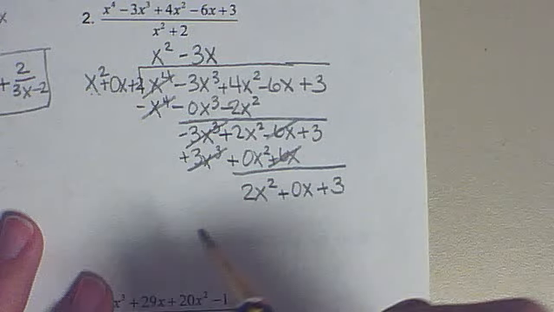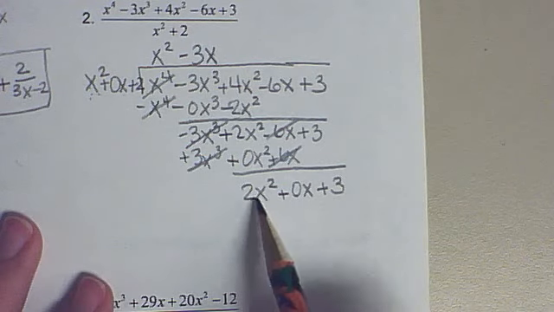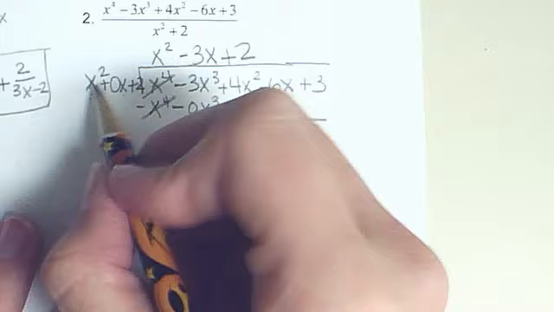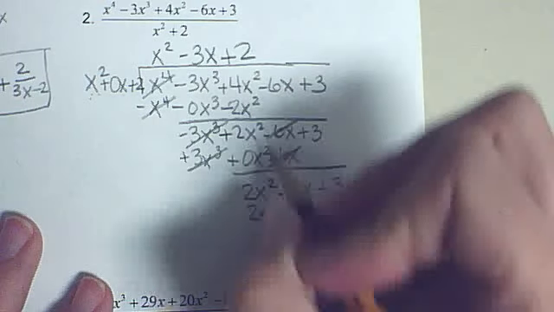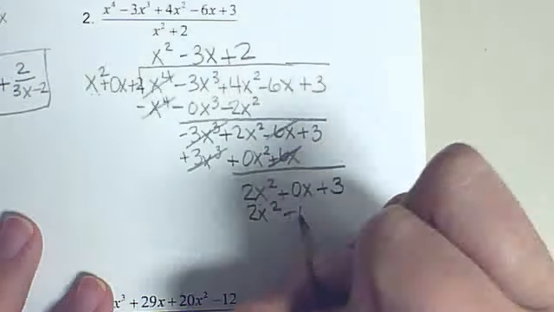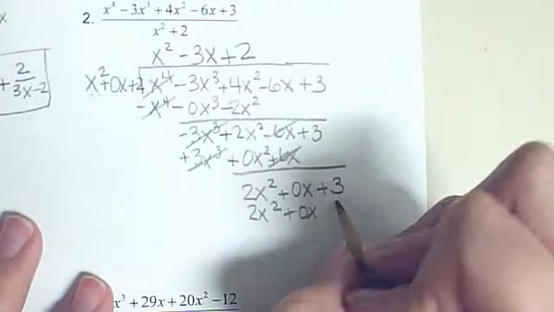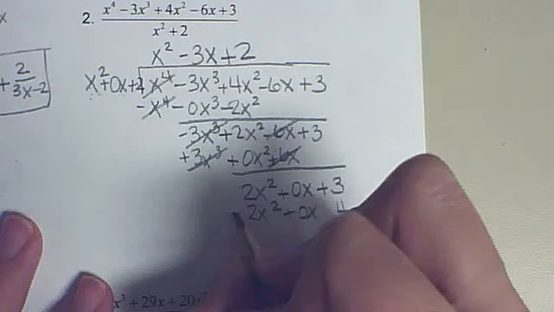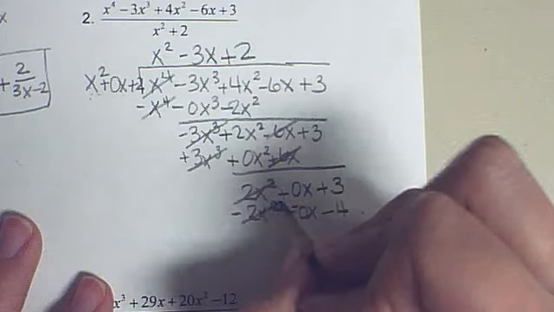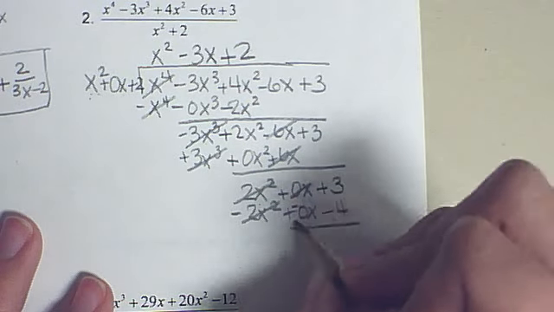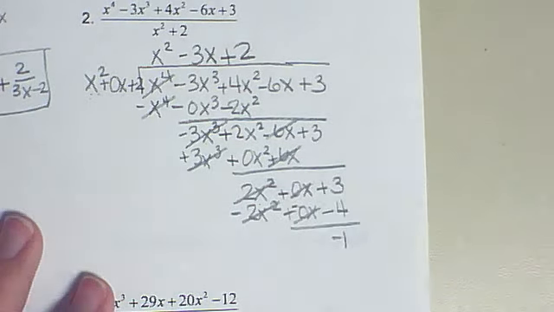Now I'm asking myself, how many times does x squared go into 2x squared? And the answer is 2 times. So 2 times x squared is 2x squared. 2 times 0x is 0x, and 2 times 2 is 4. I flip my signs. The first ones cancel. The second ones cancel, and I'm left with negative 1.